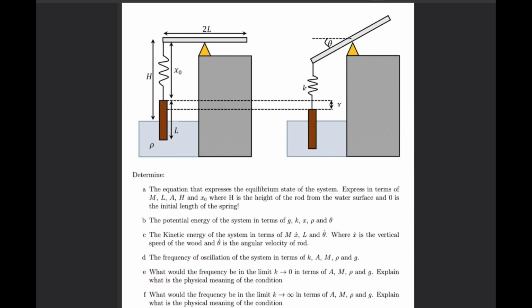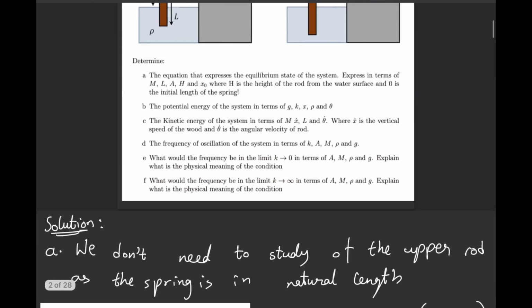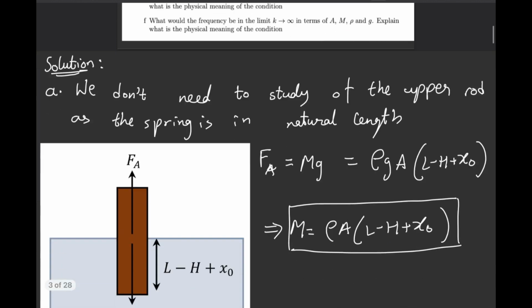So this problem is crying out loud to use Lagrange. It told us the potential energy of the system, the kinetic energy of the system. It's just crying out loud, use Lagrange and solve me. So let us solve using that, and then we have to analyze this result from part D in limiting cases of k tends to 0 and k tends to infinity. So let's proceed with part A.